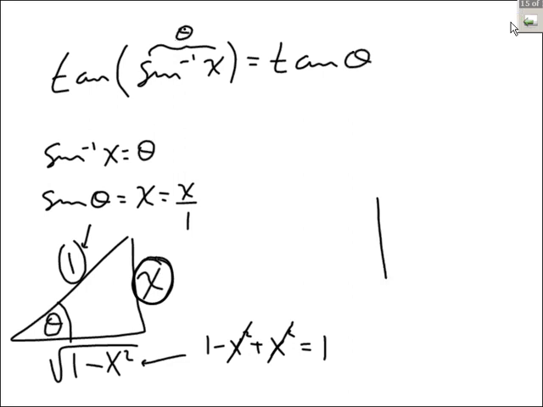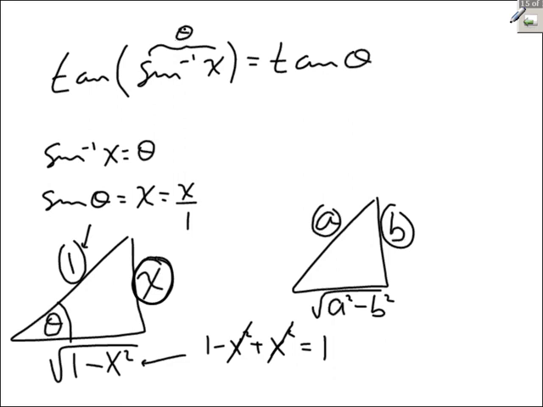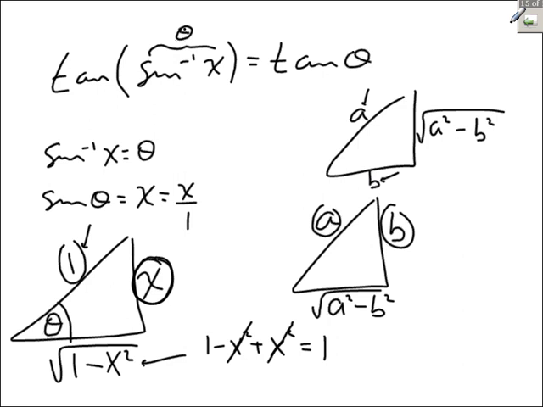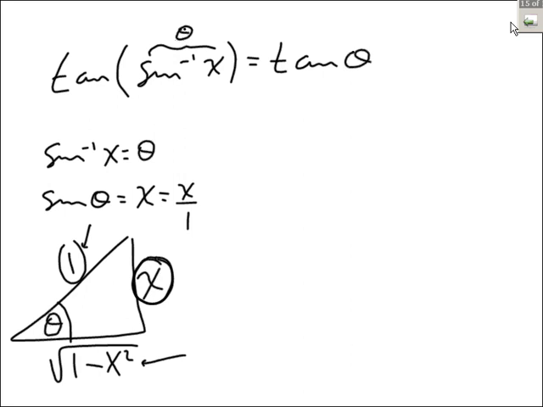Let's go over that again. This is A, and this is B. Under the radical, the hypotenuse gets squared, minus the other leg gets squared. And it wouldn't matter if you had the A here and the B here. Under the square root, for the third side, the hypotenuse gets squared, minus the other leg gets squared. Or, if you insist, you use the Pythagorean theorem, and you'll find out that the bottom leg is the square root of 1 minus x squared.